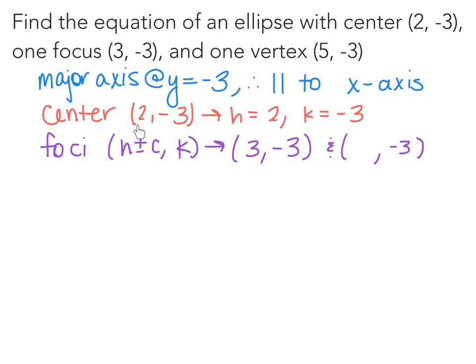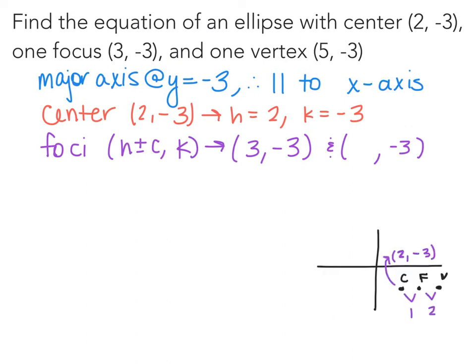So I'm given the center at 2, negative 3, where h is going to be 2 and k is going to be negative 3. And I know that the foci are going to be h plus or minus c, comma k. So I'm given this one, 3 comma negative 3, and I know that my k value is going to be negative 3. So I need to figure out the x value of the other focus.